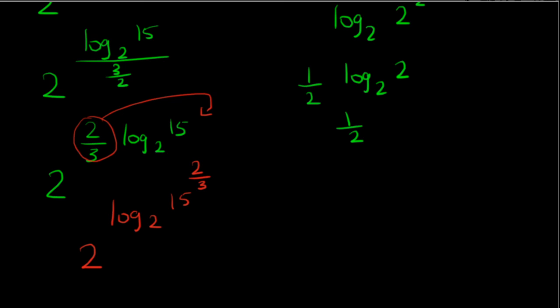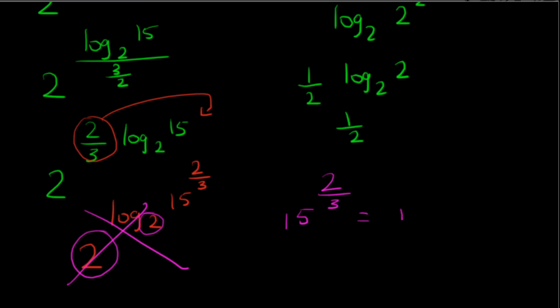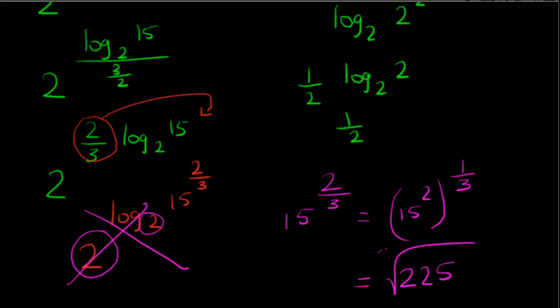And what do you know? We have 2 and 2 here, so that's going to cancel, and we're going to be left with 15 raised to the 2/3 power. I can think of this as 15 squared raised to the 1/3, and 15 squared is 225. 1/3 is a cube root. So the final answer is the cube root of 225.